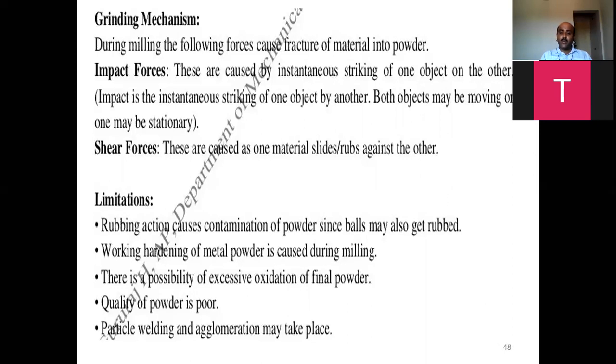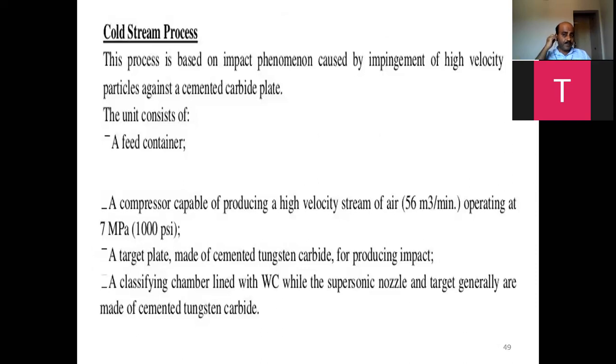The quality of powder might be poor, and particle welding and agglomeration may take place. Because of very fine powders, the particles get welded together and form an agglomeration. So these are the limitations of this kind of process.